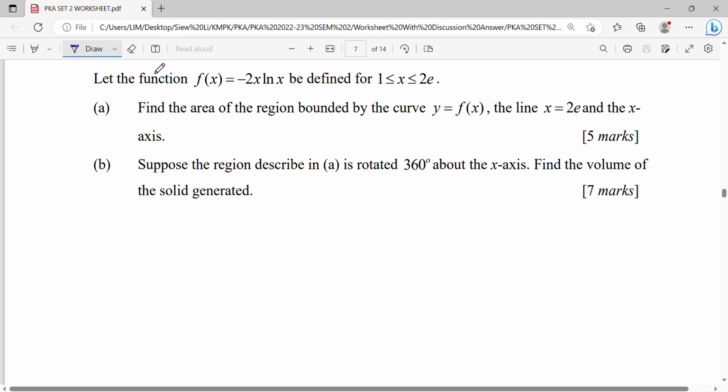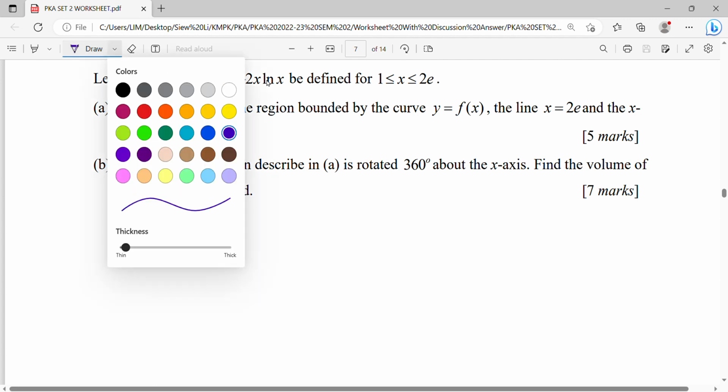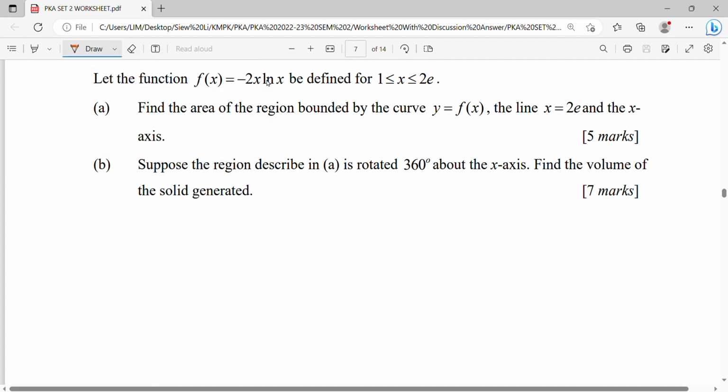So for this question, they said let the function be 2x ln x. So you can see your function here is a mixed function, a linear function and an ln function. The interval given here is between 1 and 2e.